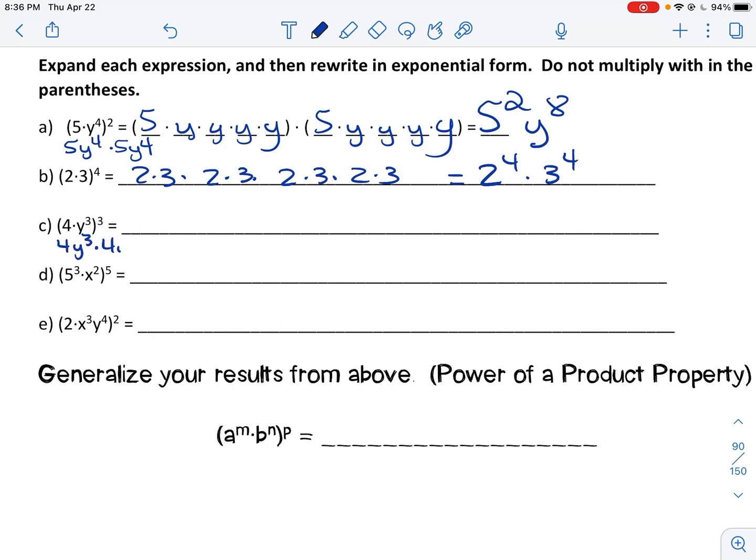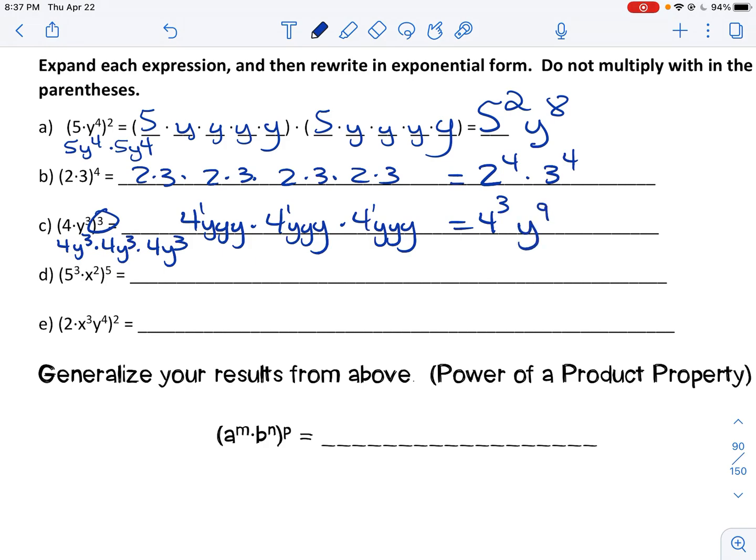4y to the third times 4y to the third times 4y to the third. That's what this means. So if I write that all out, 4, y, y, y times 4, y, y, y times 4, y, y, y. So I get 4 to the third power because there's 1, 2, 3 of them. And I get y to the ninth power.